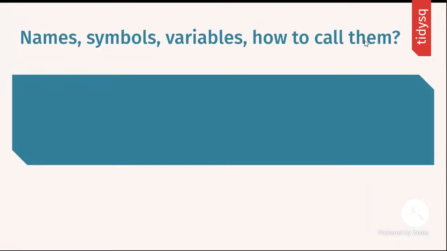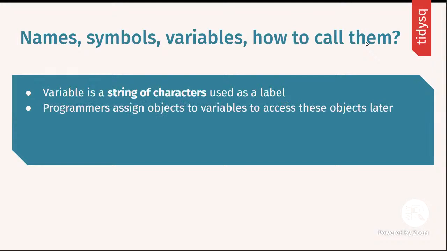I hope all of you have already heard one of those words: name, symbol, variable. They are actually all the same in our context. How can we define them? Well, a variable is a string of characters. It's used in math, physics, all the sciences basically, and programming as well, of course. Programmers use variables to access the objects they created without having to know exactly where they are placed in memory.